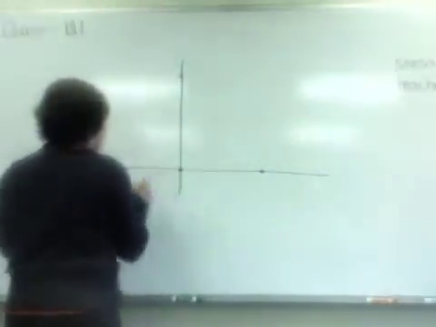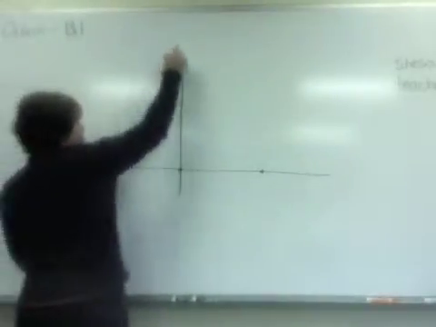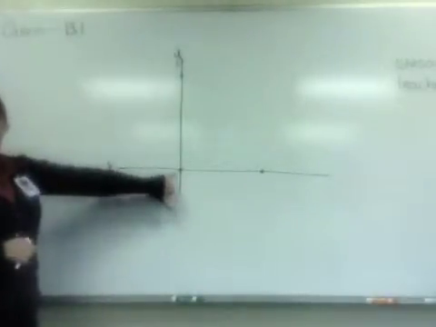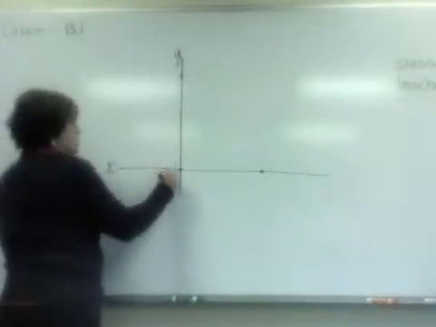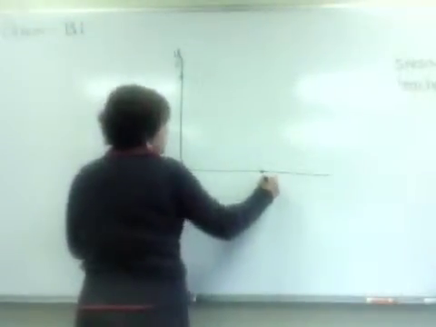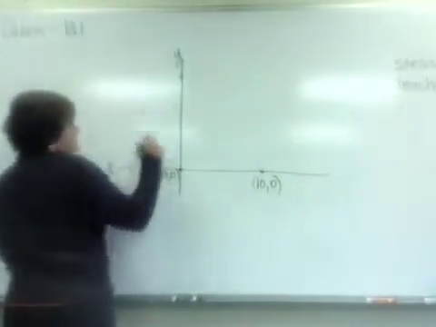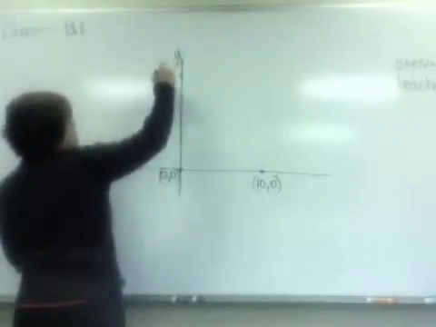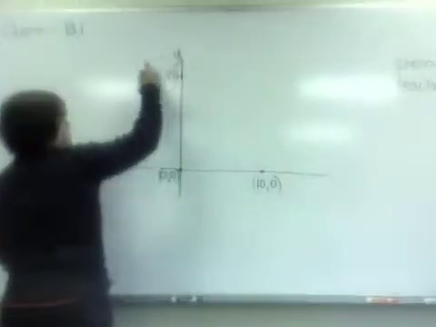Okay, let's say this is my x and y axis. This is the origin where the point is 0, 0. Let's just assume this is 10, 0. And this is 0, 10. No, we're going to say 15. 20.